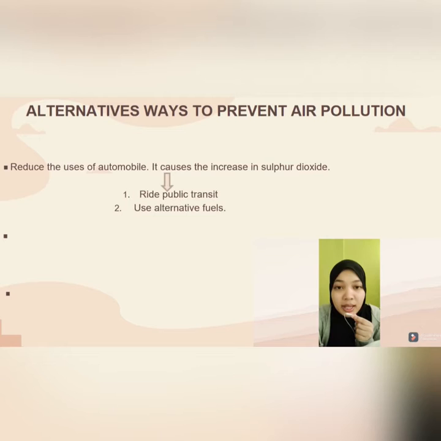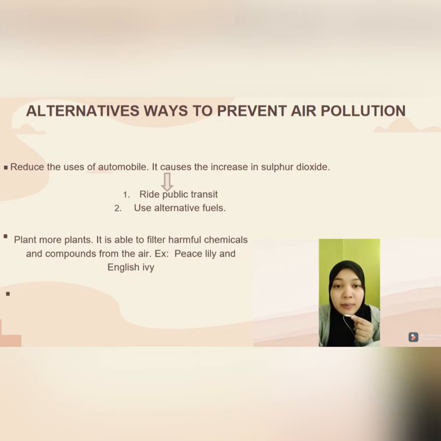Second, plant more plants. Plants are able to filter dangerous chemicals and compounds from the air. For example, plants like English ivy and peace lily are instrumental in removing carbon monoxide from the air. So how do plants remove the carbon monoxide? First, they absorb the toxins from the air using the little pores in their leaves, and they digest them using their stems and roots.